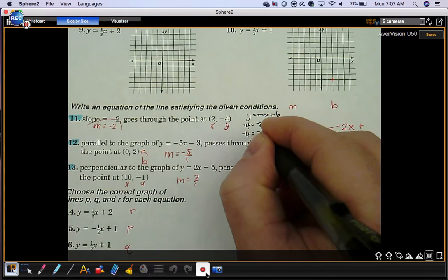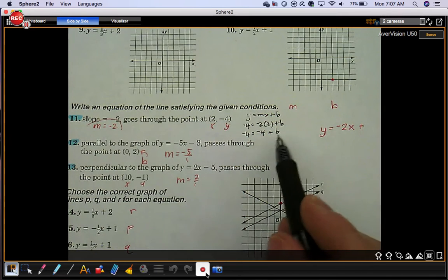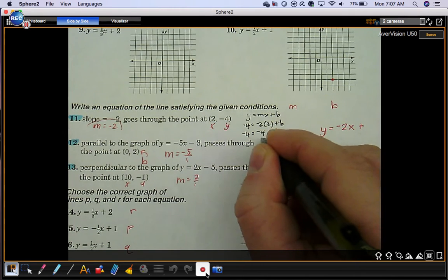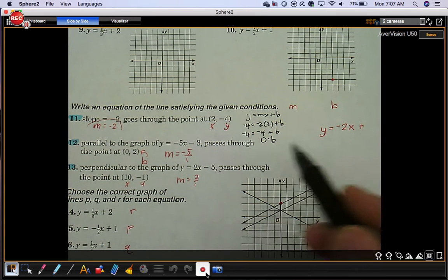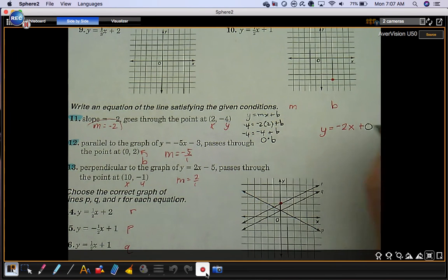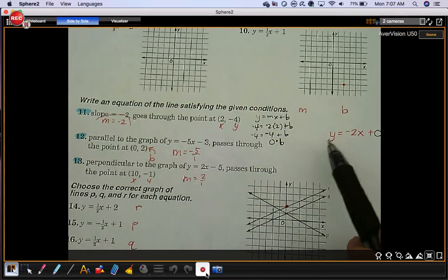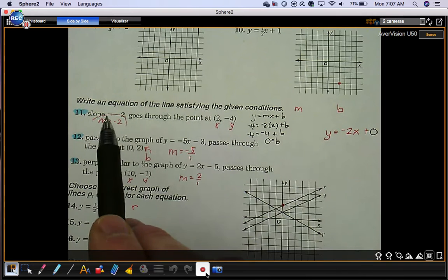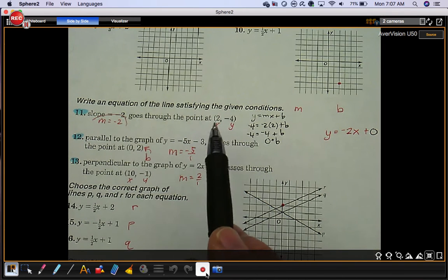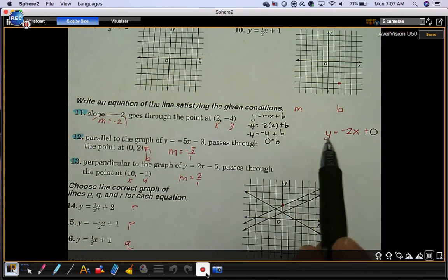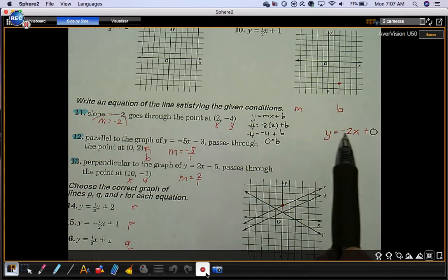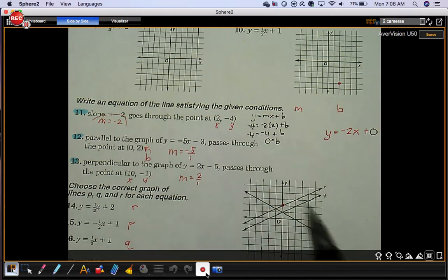-2 times 2 is -4. To get b by itself, you're going to add 4 to both sides. So your lowercase b, which is the y-intercept, is 0. So you put that here. This is your answer. Y equals -2x plus 0. This line has a slope of -2, and this line also contains this ordered pair. And if you weren't sure, you could plug it in. -4 equals -2 times +2. That's how you know this point is on that line.